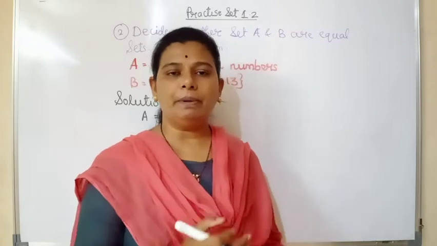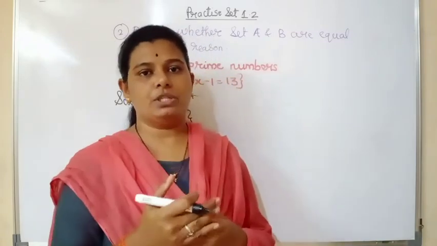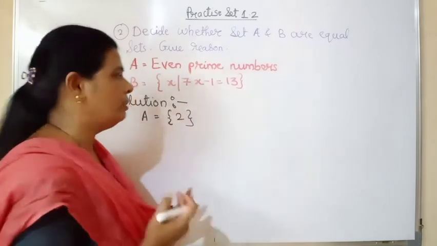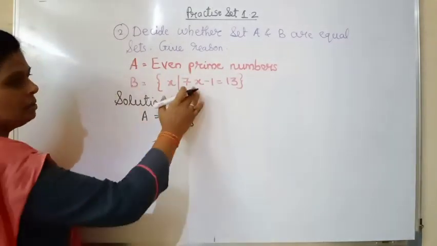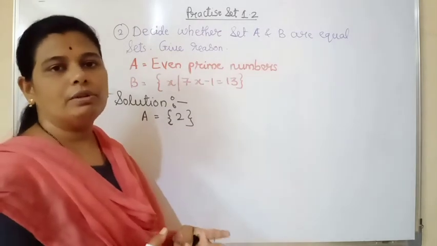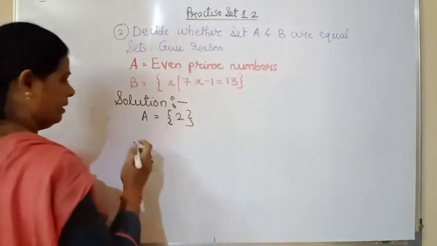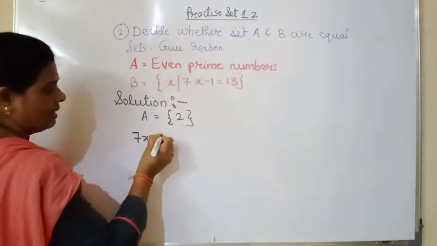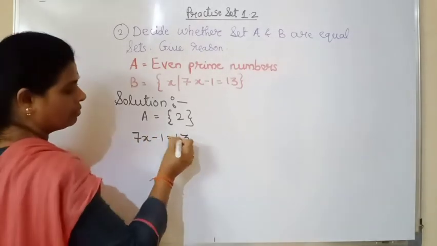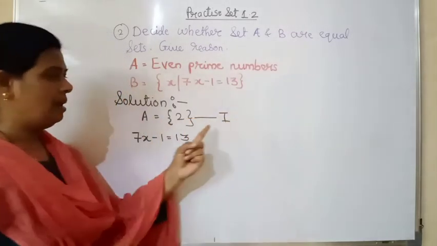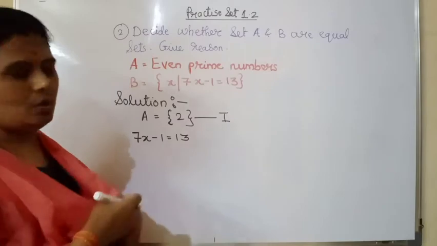As we did in the previous question, we solved the equation and found the value of x. Same thing we have to do here. We will solve the equation and find the value of x. Now what is the equation here? That is 7x minus 1 is equal to 13. I'll just give the number to set A. I have given the number, that is 1.